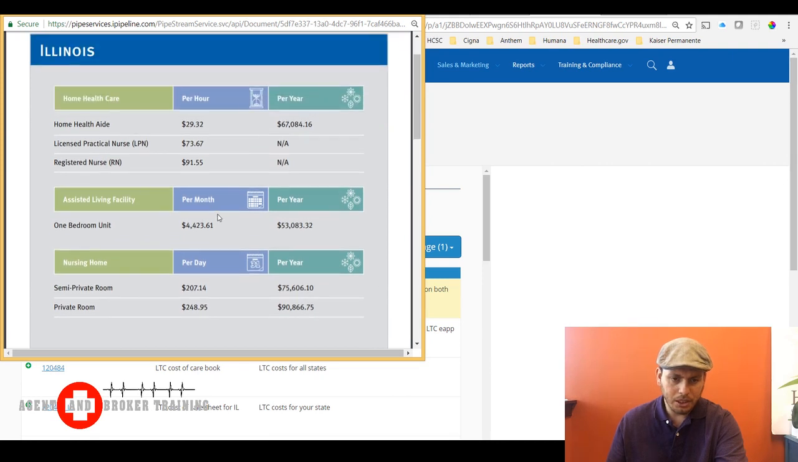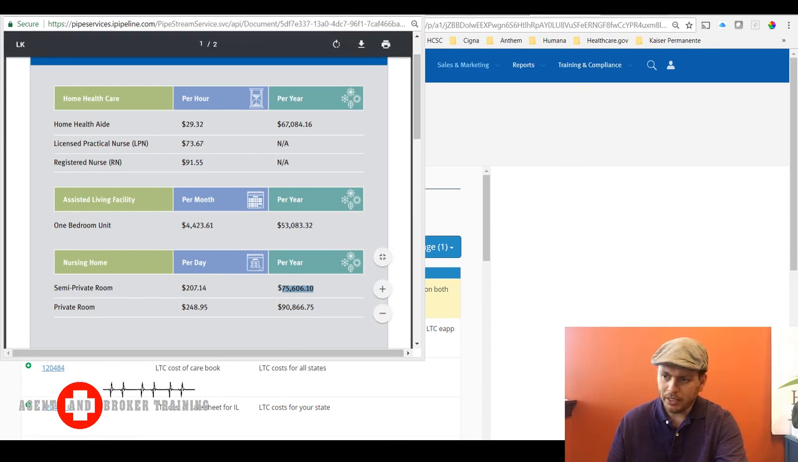So nursing home cost of care about $75,000 per year. So if we do $75,000 per year, where'd my calculator go?